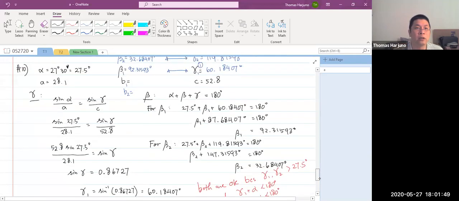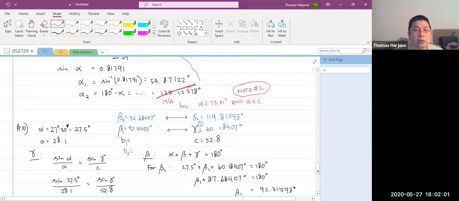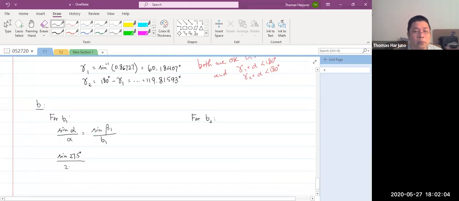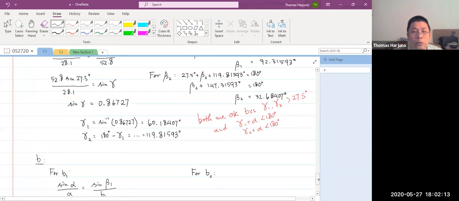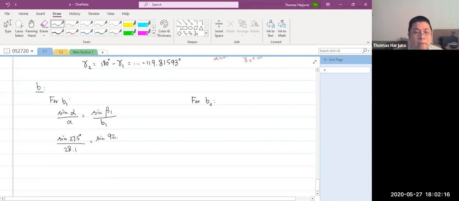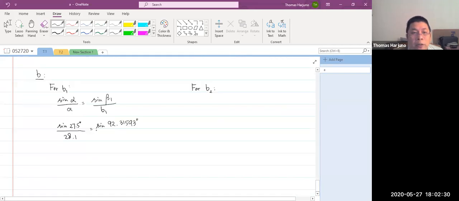What is my alpha again? 27.5 degrees. Sine 27.5 degrees over sine A, 28.1, equals sine beta 1, which is 92.31593. Let me make sure I don't copy that wrong. Okay, over side B1.